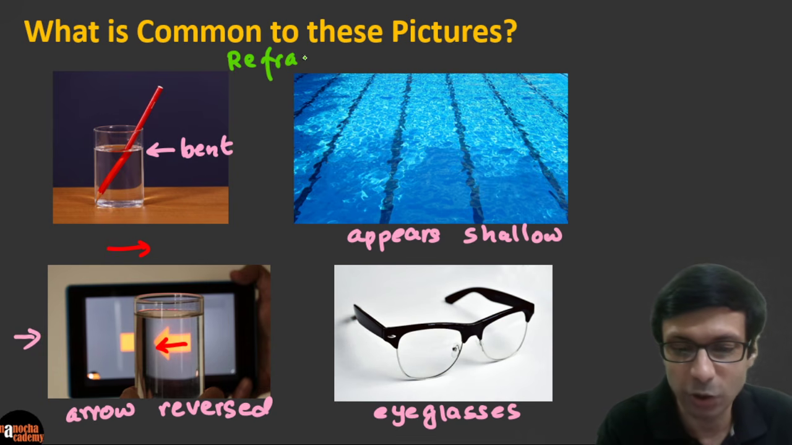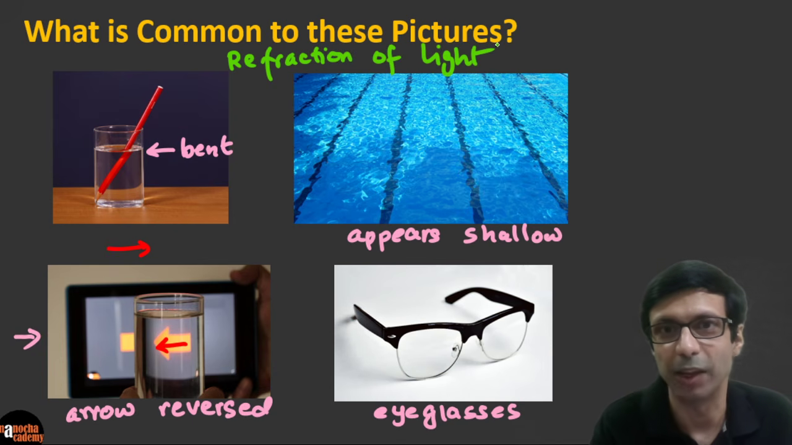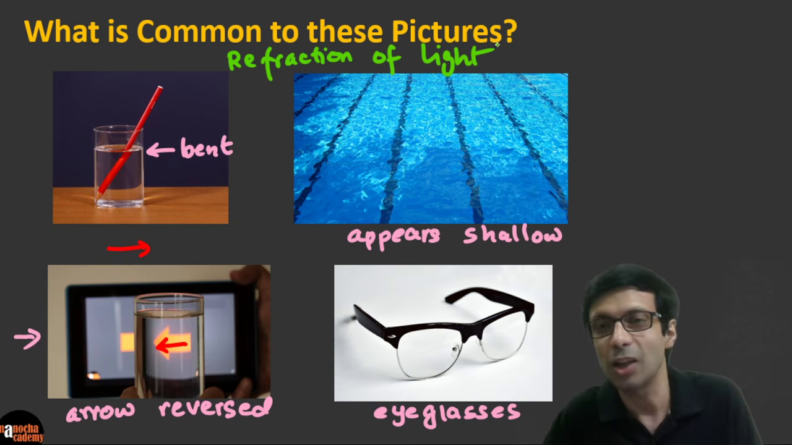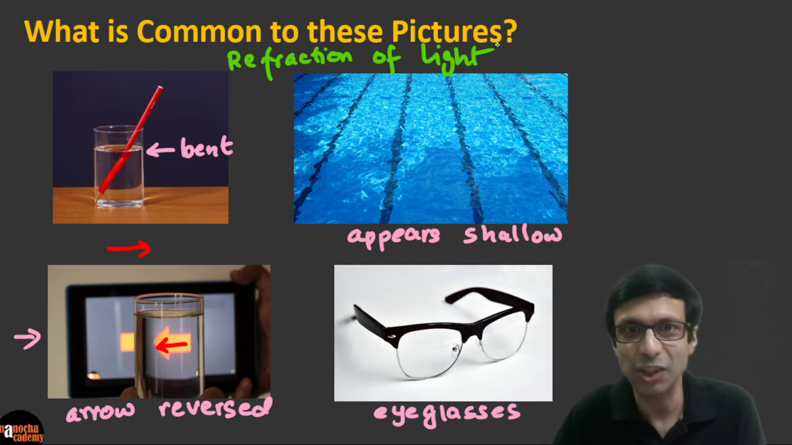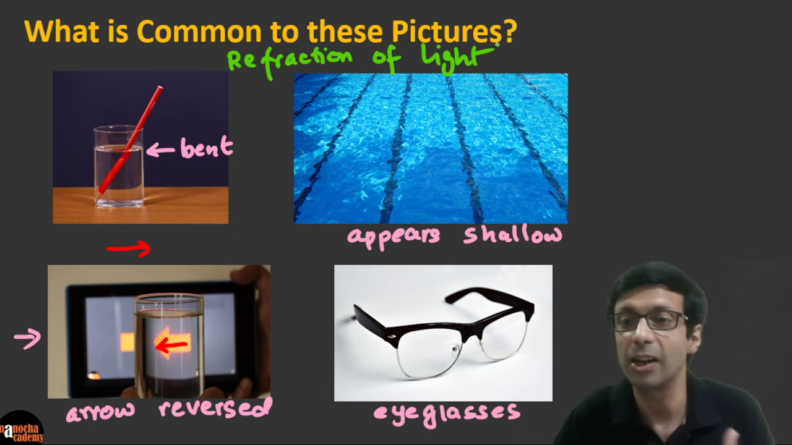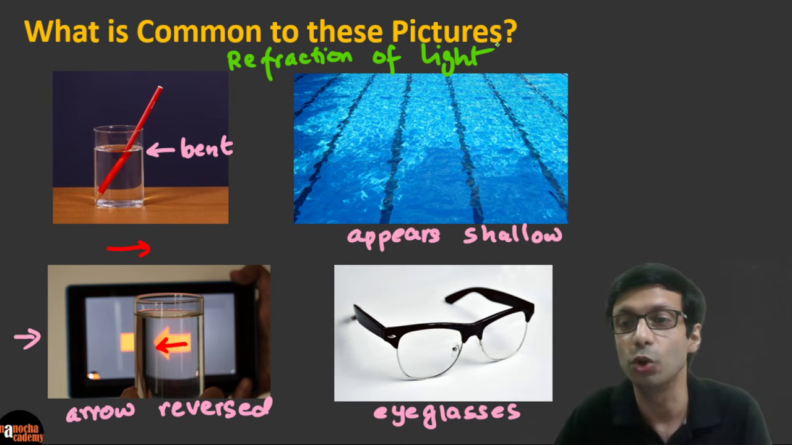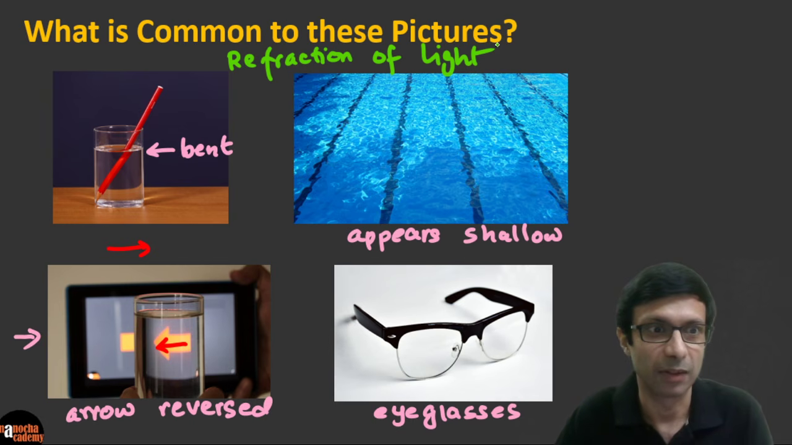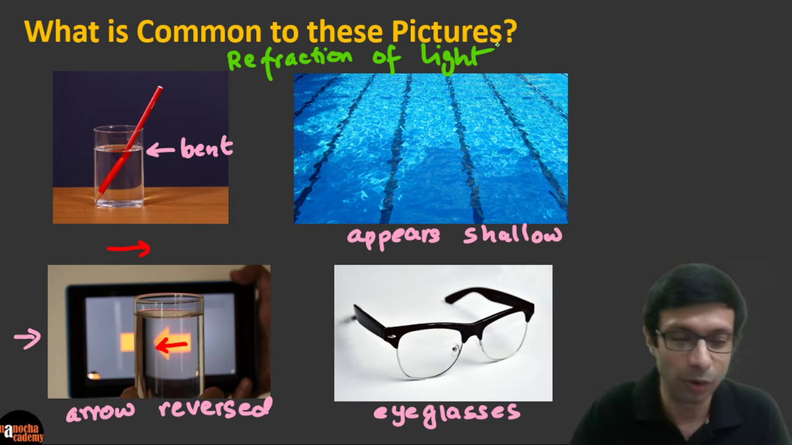So what is common to these pictures? These are all based on refraction of light, which is going to be the topic of this video. The pencil bends in the glass of water due to refraction. A pool appears shallower than it is due to refraction of light. And that magic where the arrow gets reversed, that is also due to refraction of light. And our spectacles or eyeglasses, these eyeglasses that I'm wearing, they work due to refraction of light. They help to correct our power and we can see more clearly.